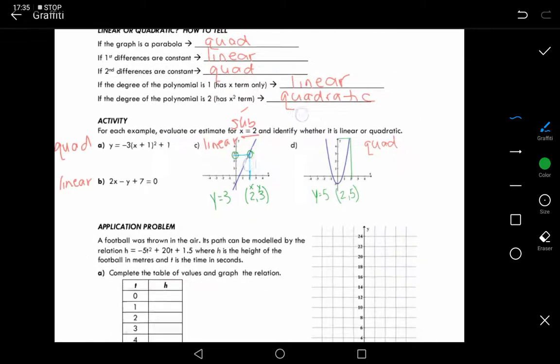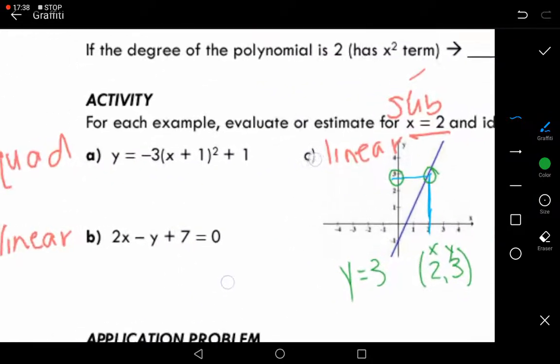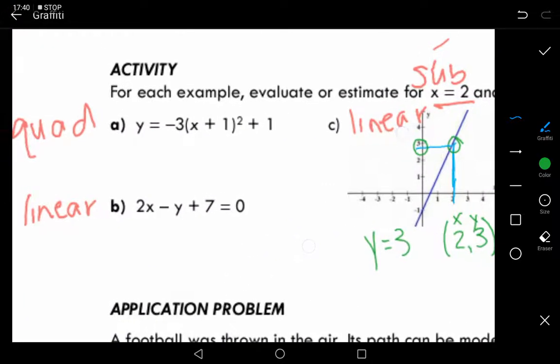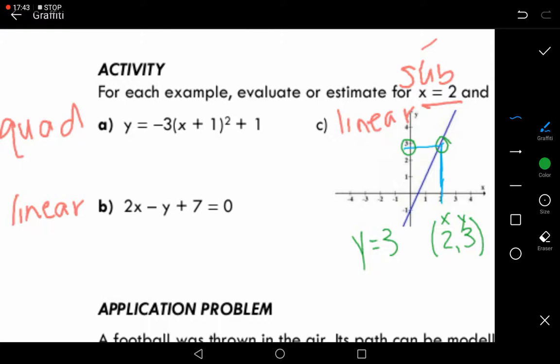Those are the easy ones when we actually have a graph. Going back over to the left here, dealing with A and B, I don't have a whole lot of room, so bear with me. Hopefully I can write this out clearly. Like I said before, when we're evaluating, we're just replacing x with 2. So the first step is just to replace it. I'll have y equals -3(2 plus 1) squared plus 1. At this point, it's just a matter of following BEDMAS. So we start with our brackets.